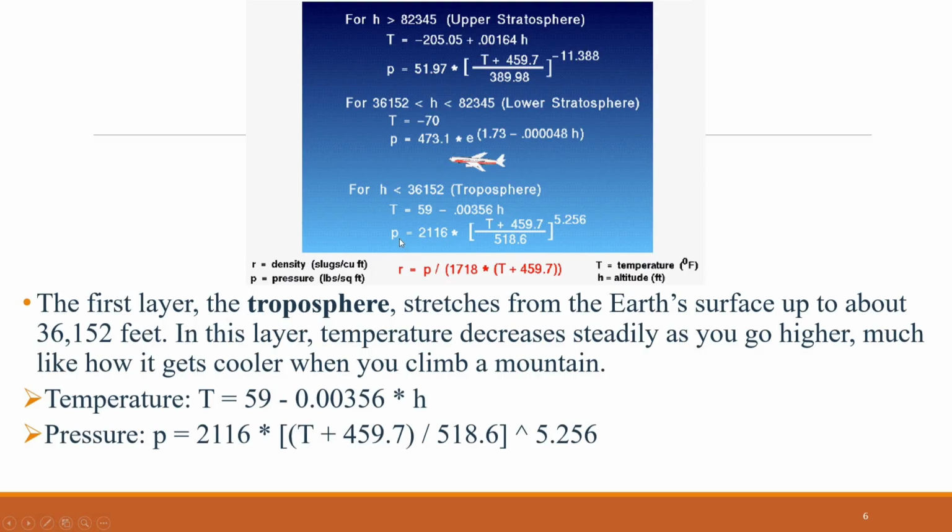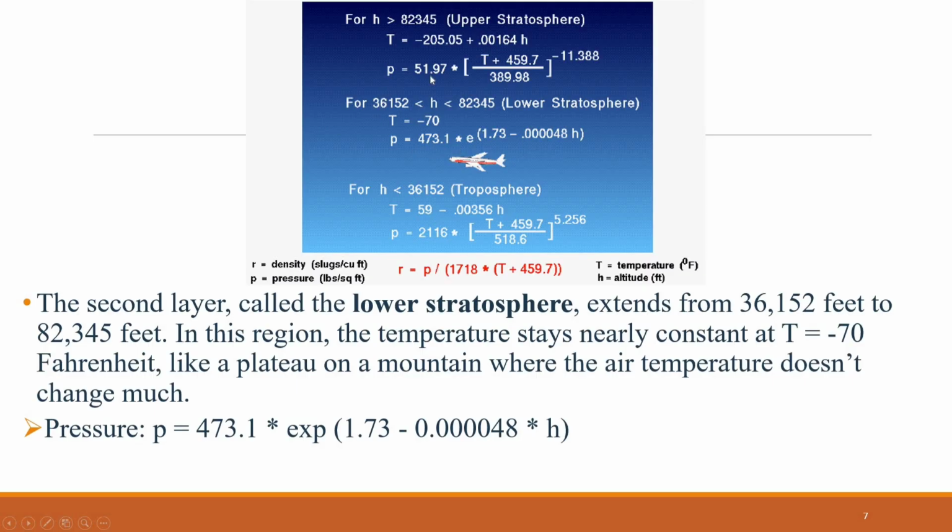Pressure continues to decrease with altitude and can be calculated as 2,116 pounds per square foot, multiplied by the ratio of the temperature at that height plus 459.7 divided by 500 18.6, and this whole ratio raised to the power of 5.256.